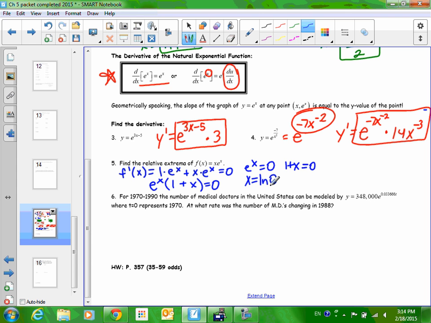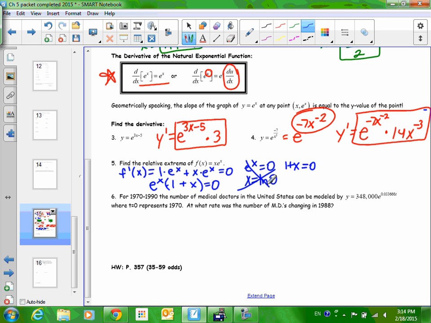Why do people say 1? Because natural log of 1 is 0. But natural log of 0 is not 1. Okay, fill in the blank: you can only take the natural log of a positive number. 0 is not a positive number, therefore this is a dead end, and we don't have any critical numbers. But we had to go through that.